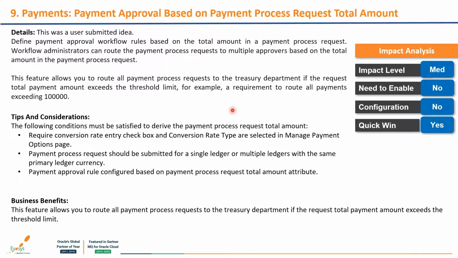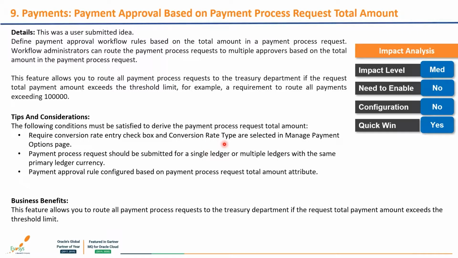With this update, we can now configure our approval rules based on the total amount of a payment process request. Let's say if our payment process request is more than 1 million, then it should go to the chief financial officer for approval. So we can configure such rules. There are some points we need to consider before using this functionality. The first one is that on the manage payment option page, we need to check the conversion rate entry checkbox, and also we need to specify the conversion rate type.